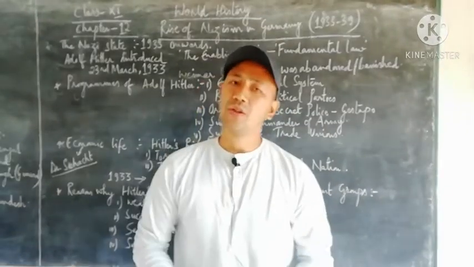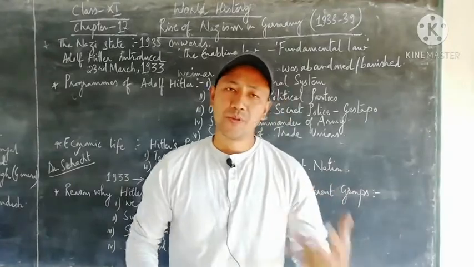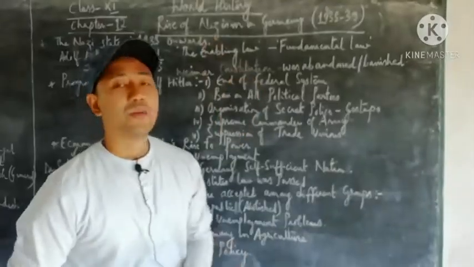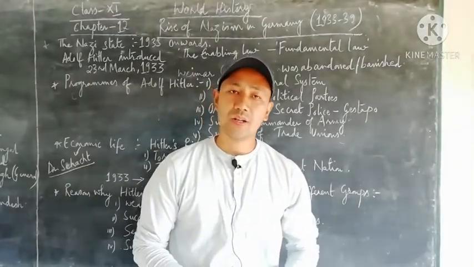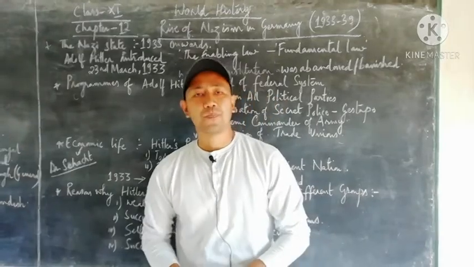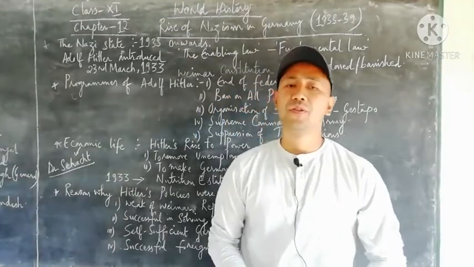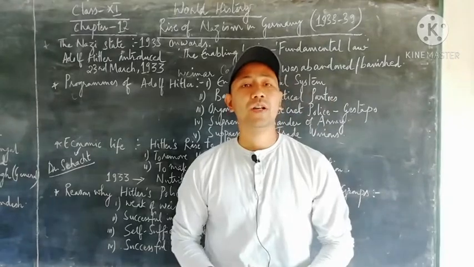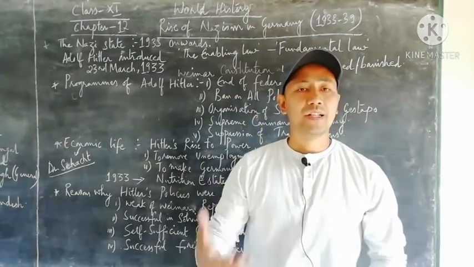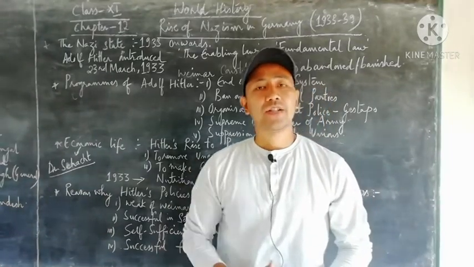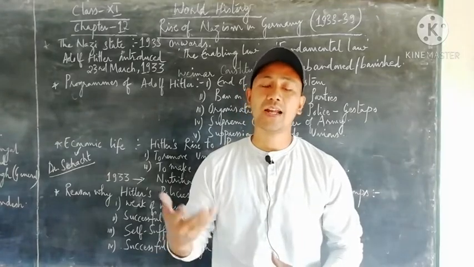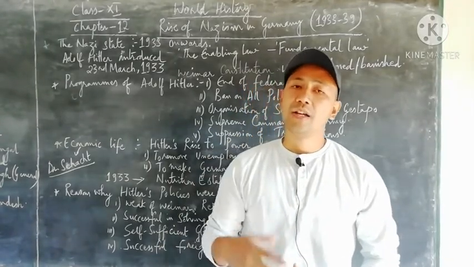So again in today's online class we'll continue with your previous chapter from your world history, chapter 12, that is talking about the rise of Nazism in Germany from the year 1933 till 1939. If you have seen the first part of the video, there we have seen subtopics like how Hitler was able to retain the leader as a dictator after the death of Hindenburg, and finally how he became the chancellor and later on the president of Germany.